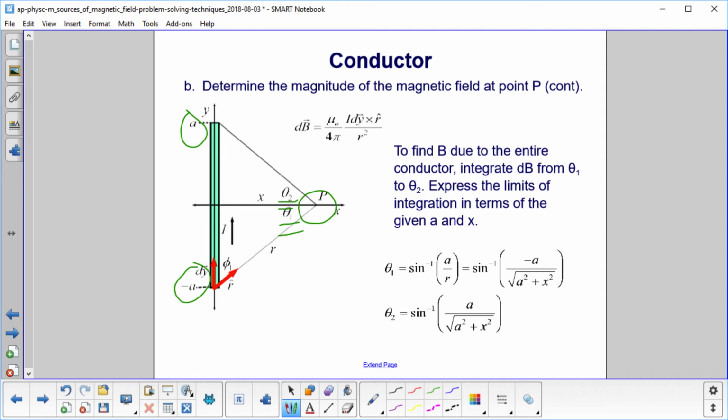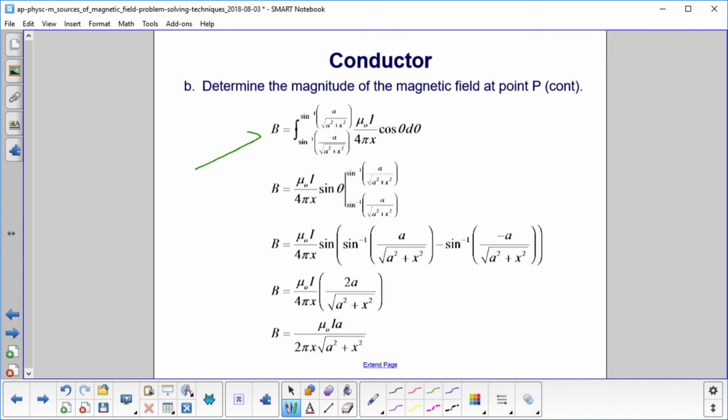It's kind of cool. So theta 1 is the sine inverse of negative A over R. And what is R equal to? That's the square root of A squared plus X squared. Theta 2 is going to be the sine inverse of A over the square root of A squared plus X squared. So why was one negative A and one was A? Well, theta 1 goes to negative A, and theta 2 over here is attached to A. So the only difference between the two of these is the sign of your numerator.